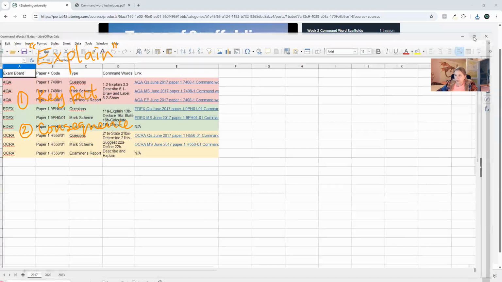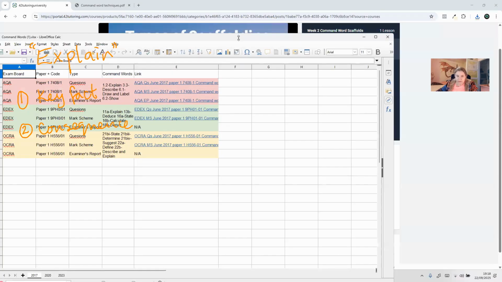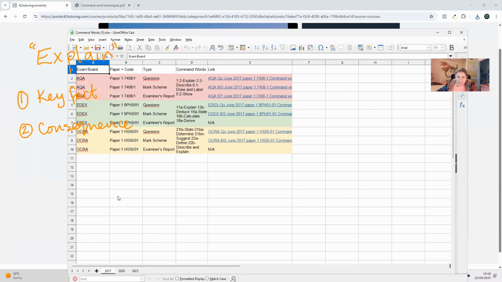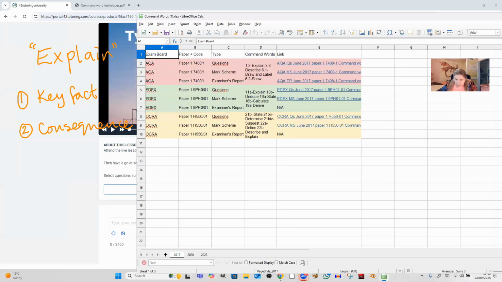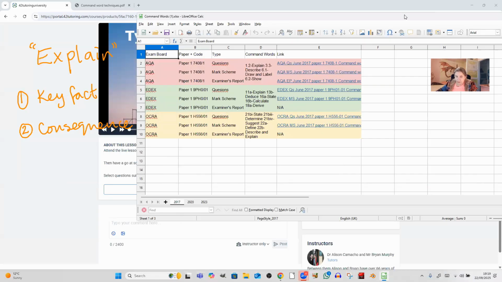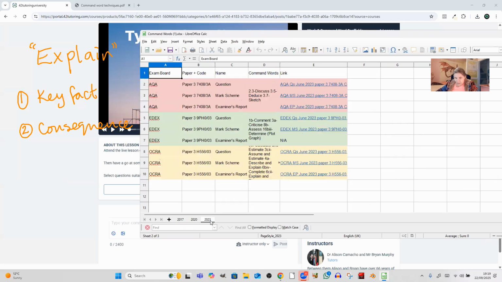spreadsheet. Let's make it smaller, just so that it's more in the middle. Okay, and I'm going to move it just to the right so that you can still see the explain key fact consequence thing. So you can see, I hope, that we've got AQA papers, Edexcel papers, OCR papers. And if I move that up, let's move that up. I hope you can also see at the bottom I've got 2017, 2020 and 2023.